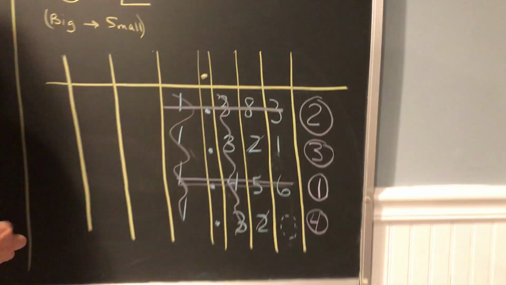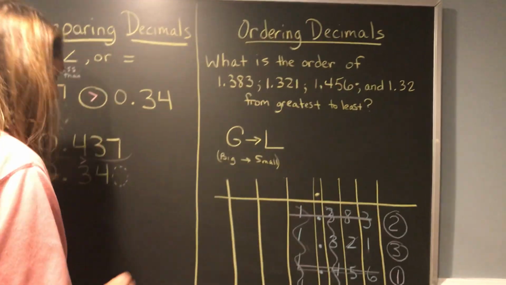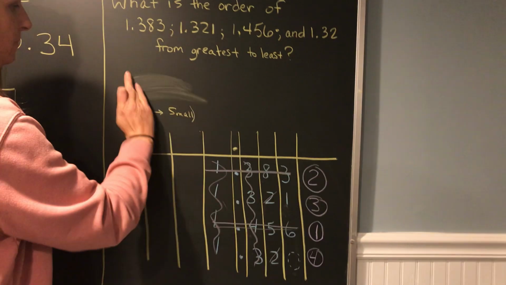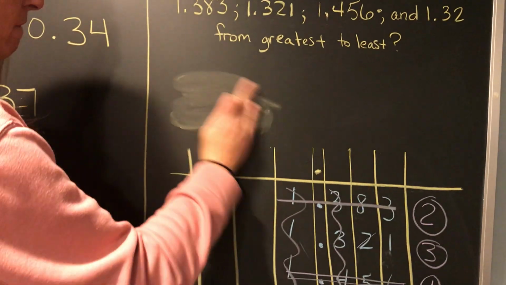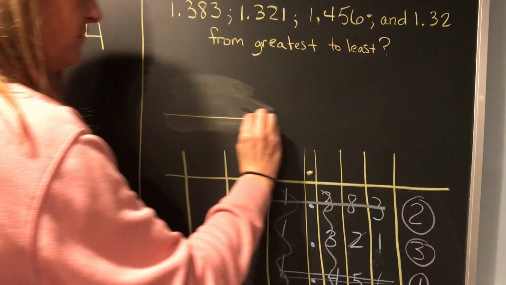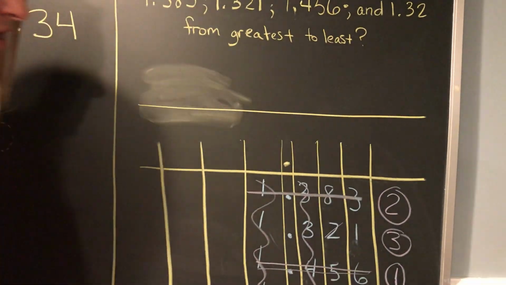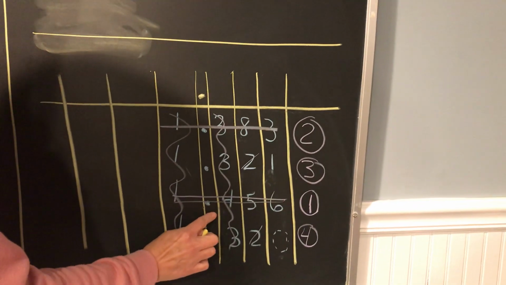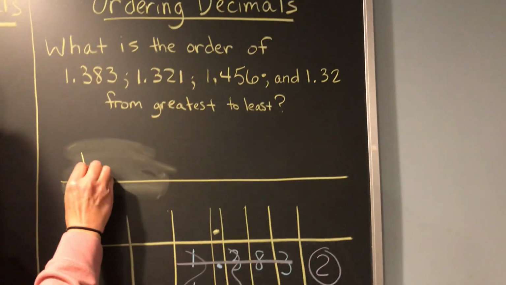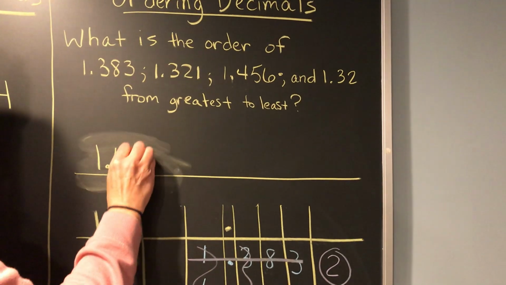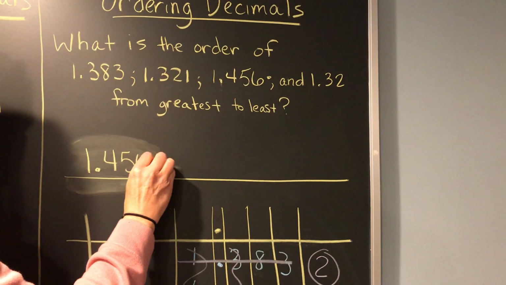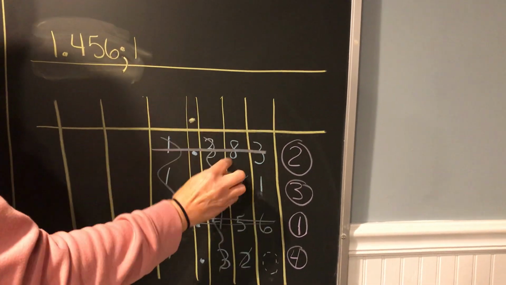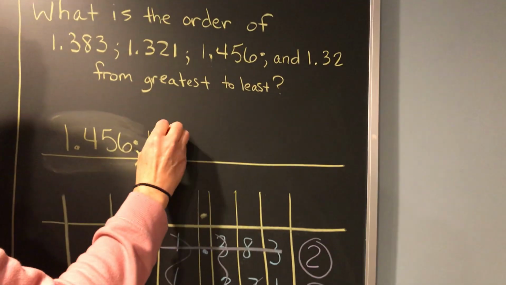Now we're ready to go ahead and write our answer. All right, I'm going to write it right up here. Okay, so if this was your line for your answer, this can get a little bit messy. The first one was 1 and 456 thousandths. Separate it with a semicolon. Number 2, 1 and 383 thousandths.